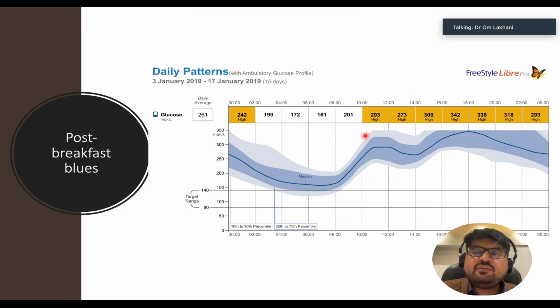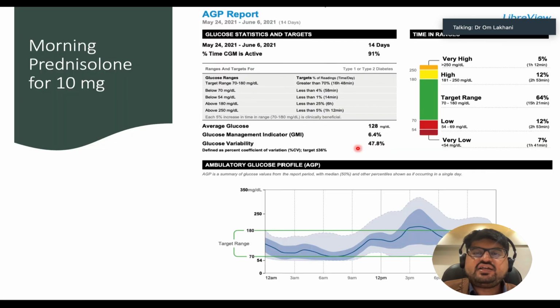Patient was a businessman by profession. He used to have a brunch early in the morning, before he used to leave for work. And you can see there's a big peak over here. Patient was already on a basal insulin. We added a short-acting insulin before his breakfast, and that corrected the problem, right?